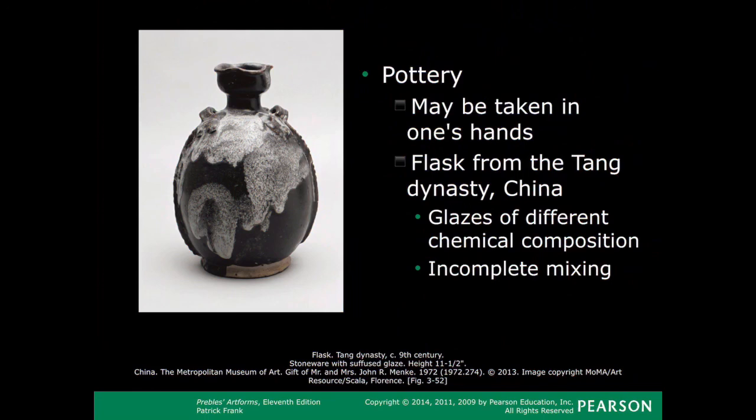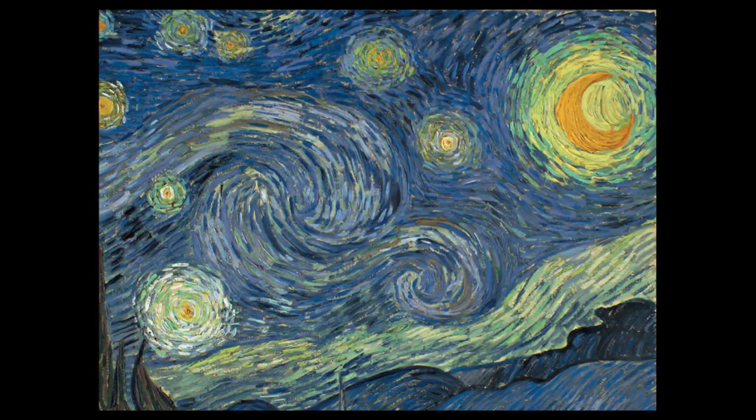When it comes to other objects such as pottery, there's a lot of texture happening on these objects, some very smooth areas, but there are some interesting things happening with the color, creating some different textures. And this is from the Tang Dynasty.